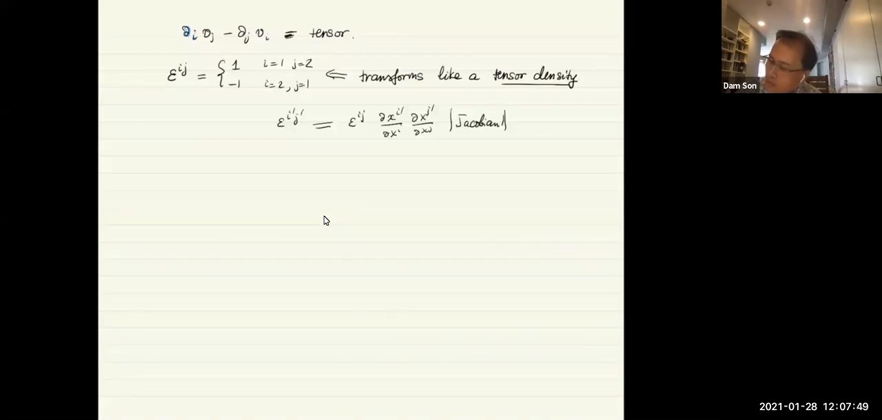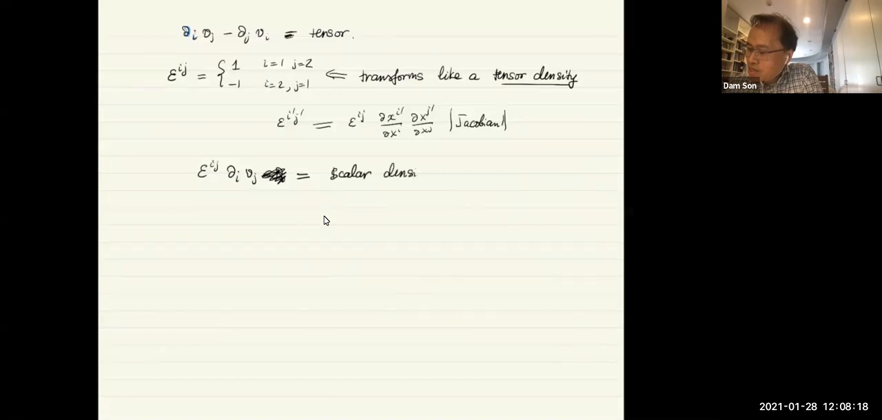So that means now there is another rule. When we take two tensors and then sum up over indices, we again get a tensor. Or if one of them is a tensor density, then the other quantity would also transform like a density. In this case, vj minus dj vi, this quantity is just a scalar density. So omega transforms like a scalar density.